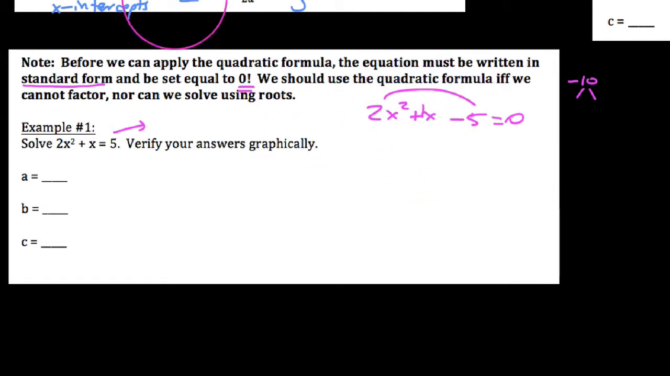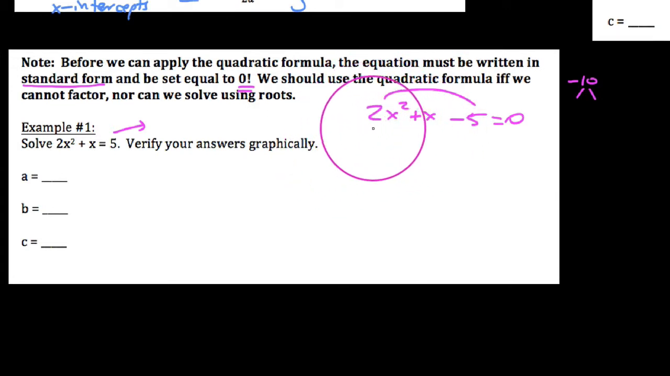We could try this by using roots, but see, I have an x squared and an x to the first. So what we're going to have to do is try something different. We could complete the square, which, by the way, if you were to complete the square in general, you always get this anyways. So in other words, if it doesn't factor, and it's quadratic, and it's in standard form and set equal to 0, let's just use the quadratic formula.